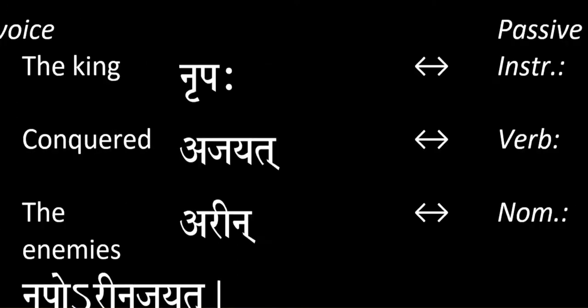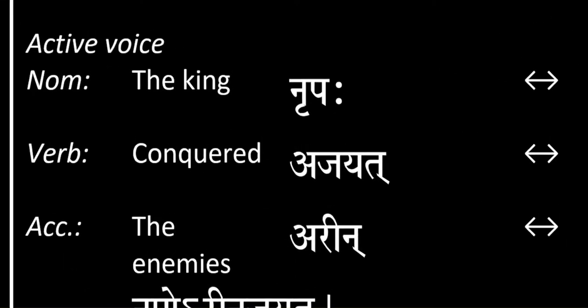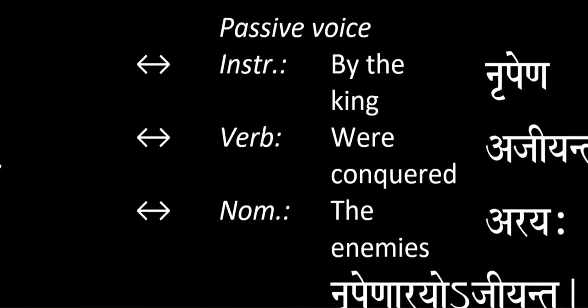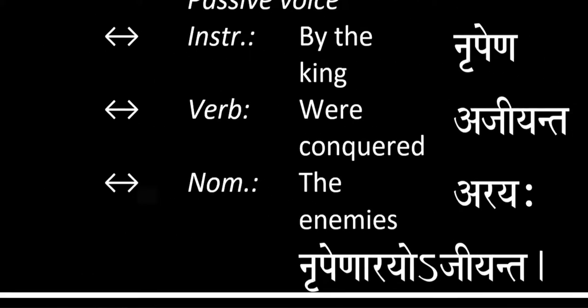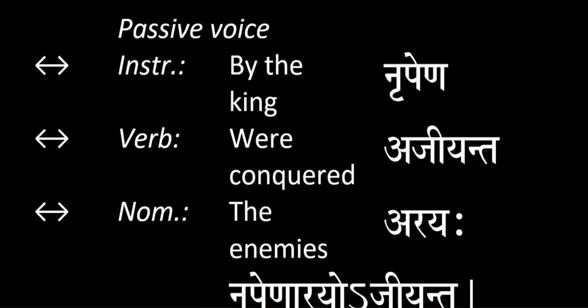Now, notice how the verb changes from the active to the passive voice. The agreement is with that in the nominative case. That is what your verb is agreeing with. So in this sentence, since the enemies are the subject in the passive voice, that is why the word were conquered is agreeing with the enemies this time instead of the king. Ajiyanta, that is passive, imperfect, third person, plural. Plural for more than one enemy that was being conquered.